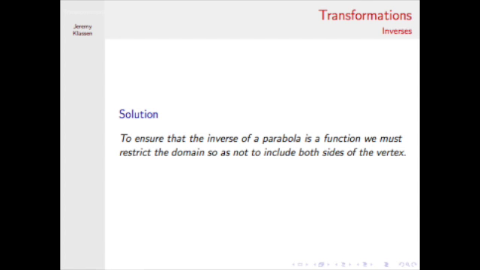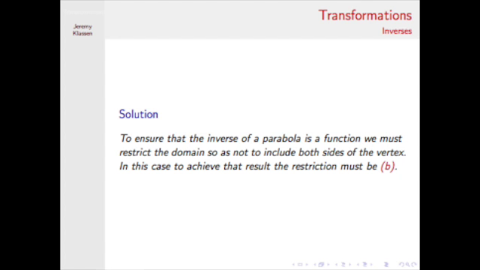You can come right up to the vertex, right up to that turning point, but you can't include it if you want the inverse to be a function. So if you glance back at our choices here, the first choice is that x would be greater than or equal to 1. But because the vertex is at the point (3, 2), restricting the domain to being greater than or equal to 1 is actually going to include both sides of the vertex.